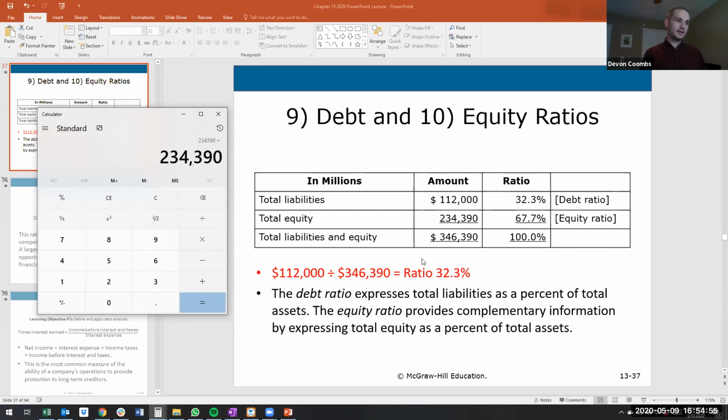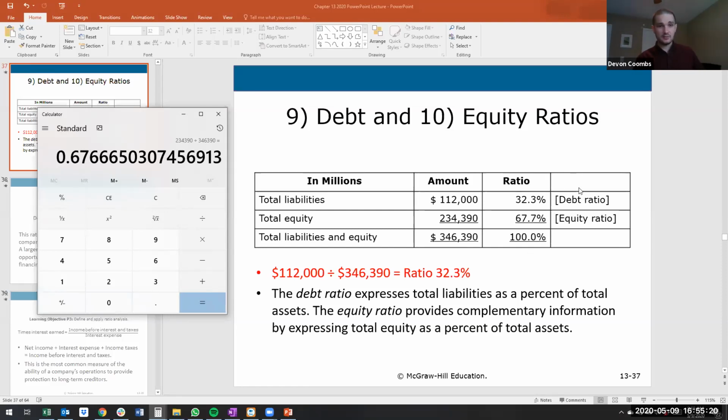Then we can find that 302,390 divided by the 346,390, so 67.7% of this is financed by equity. So investors, right? 32% is financed by banks. You can think about it as creditors, someone giving a loan, and the rest is financed by investors. It could be you if you're a sole investor or a bunch of shareholders.